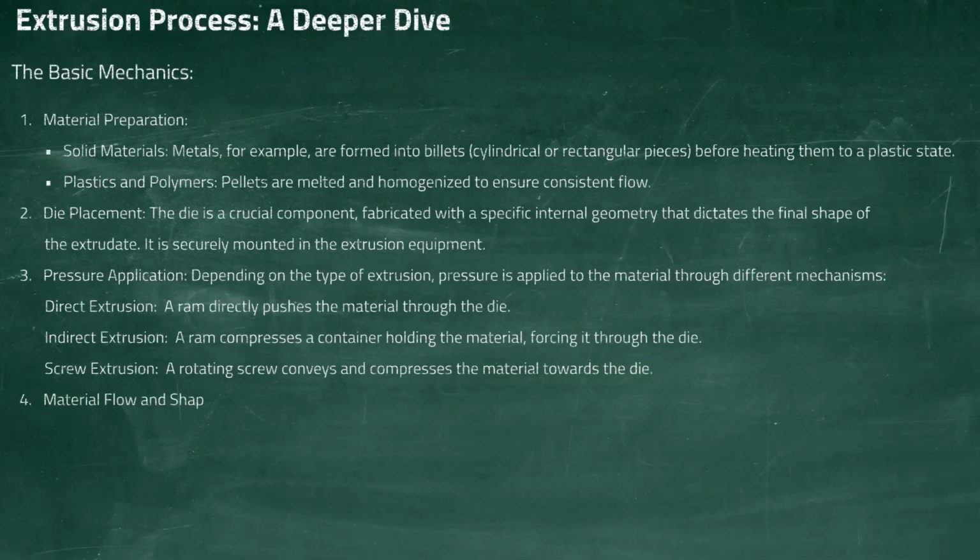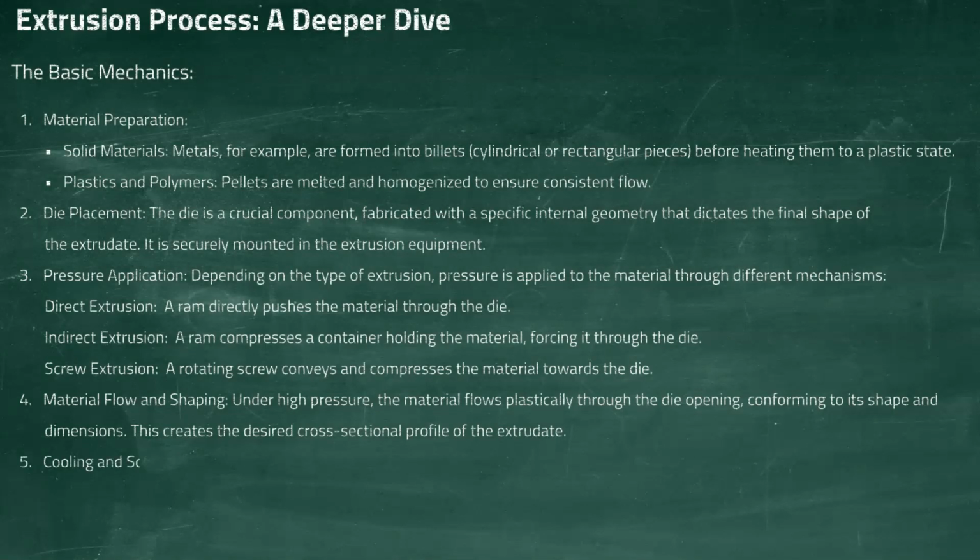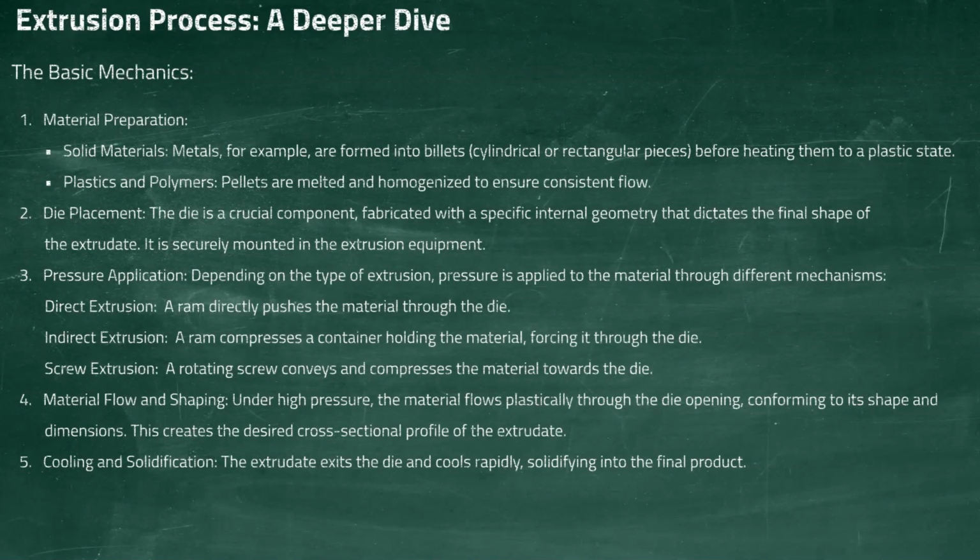Step 4. Material flow and shaping. Under high pressure, the material flows plastically through the die opening, conforming to its shape and dimensions. This creates the desired cross-sectional profile of the extrudate. Step 5. Cooling and solidification. The extrudate exits the die and cools rapidly, solidifying into the final product.